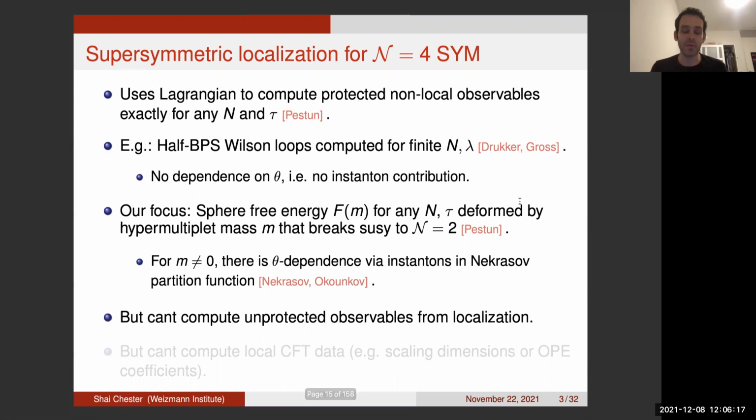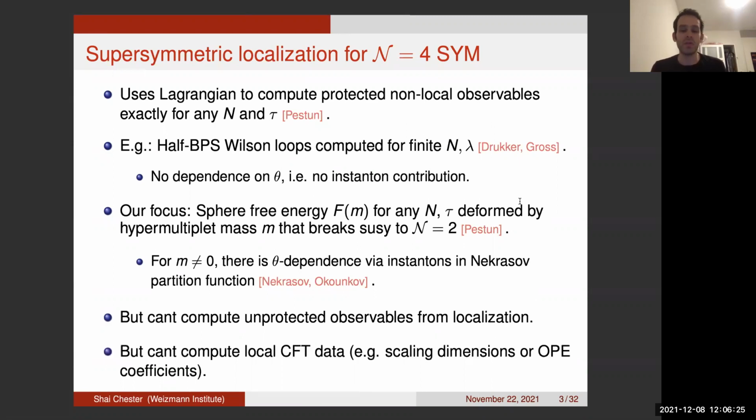The limitation of localization, though, is that it cannot compute unprotected observables. Another limitation is that you can't compute, at least directly, local CFT data, such as scaling dimensions or OPE coefficients, unless, of course, the scaling dimension is just trivially fixed to be an integer or something like that. The advantage of localization is that it depends on N and tau in a known way. The disadvantage is that as bootstrappers, as people who are really into local CFT data, we don't know how to directly relate it to local CFT data.